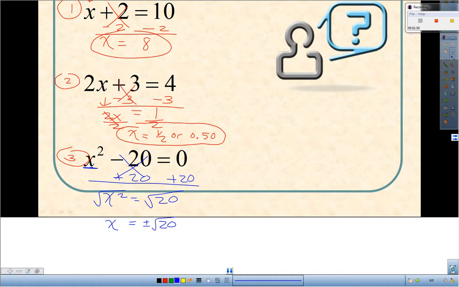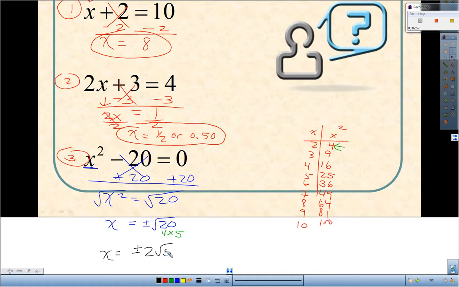Alright, so that square root of 20 looks like I can simplify it, because if I remember my square chart, 2 squared is 4, 3 squared is 9, 4 squared is 16, 5 squared is 25, 6 squared is 36, 7 squared is 49, 8 squared is 64, 9 squared is 81, 10 squared is 100. I notice that 4 is a factor of 20. 4 times 5 gives me 20, and 4 has a square root. The square root of 4 is 2. So instead of writing plus or minus the square root of 20, I could write plus or minus 2 square root of 5. And so that would be my solution, or my answer.